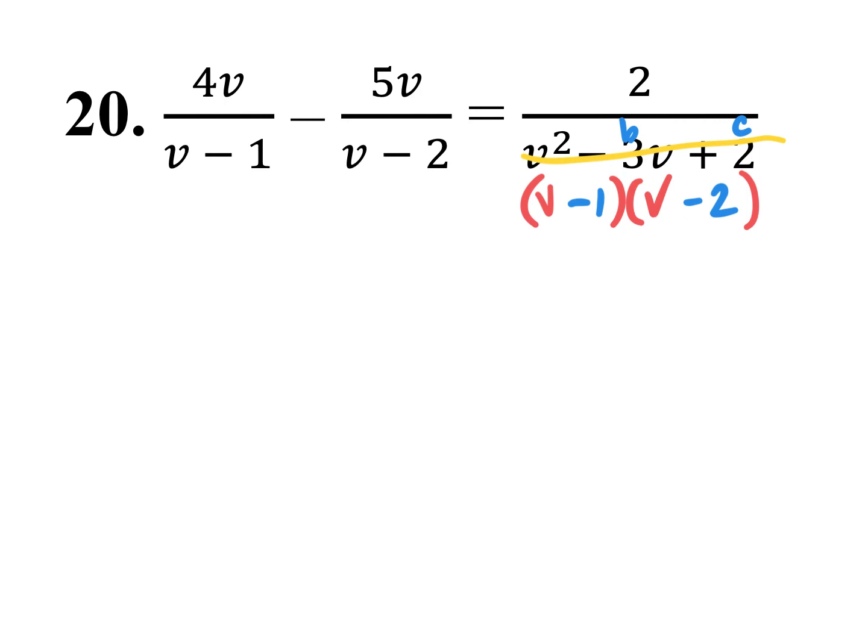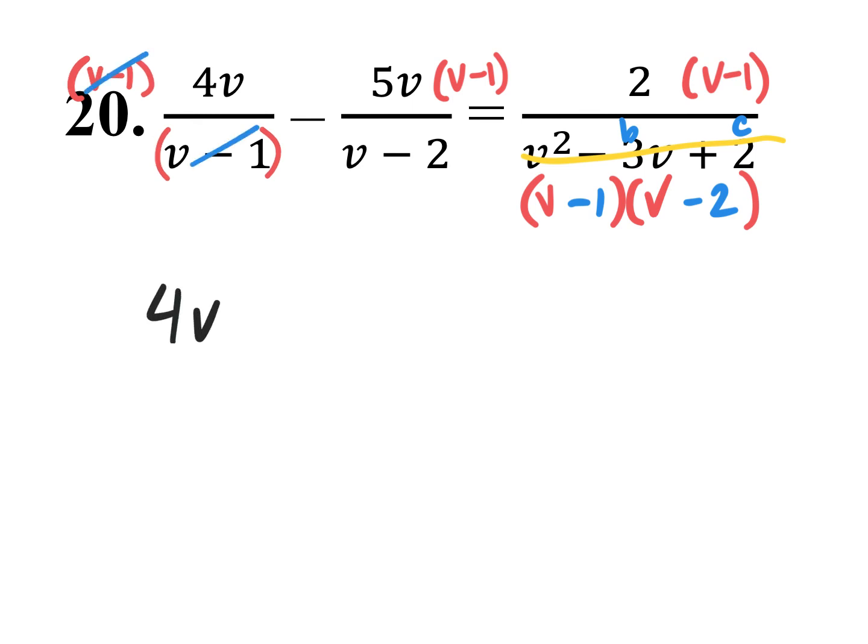Okay? Which one do you want to get rid of first? You want to go for this first one? Okay, so let's multiply everything by what? v minus 1. Everything by v minus 1. So the first fraction is going to disappear because they cancel out. I end up with a nice, beautiful 4v.